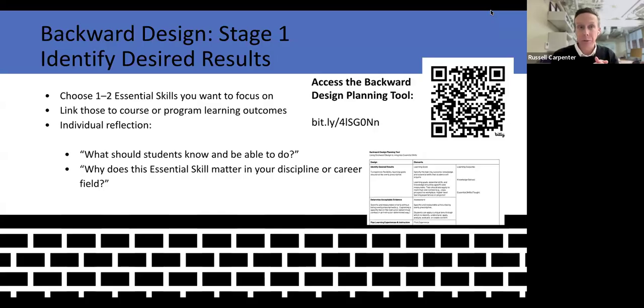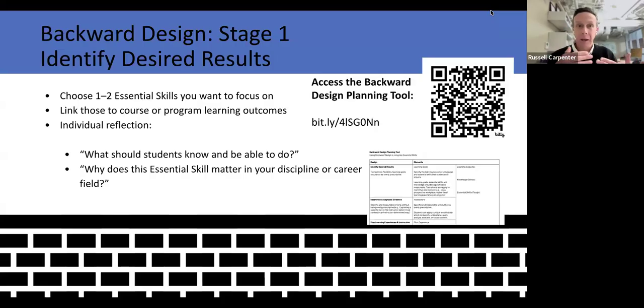And so, as opposed to thinking about the essential skill as being stacked, the backward design process is a very intentional method for ensuring that the essential skills are fully embedded into the course, and that the experiences that instructors are designing are transformational, are meaningful, and also transferable to students.